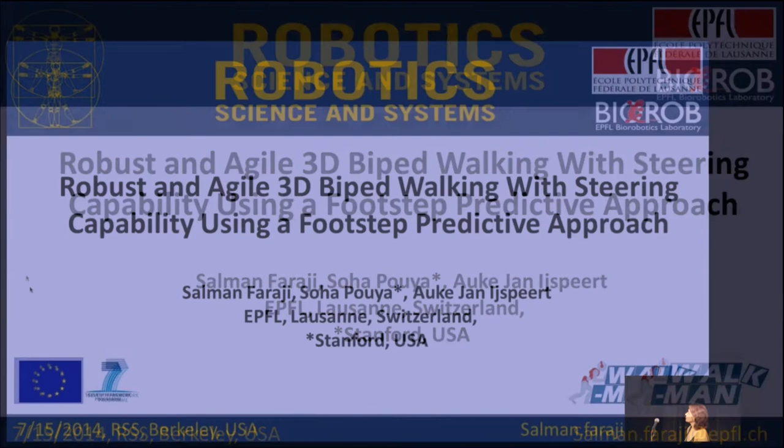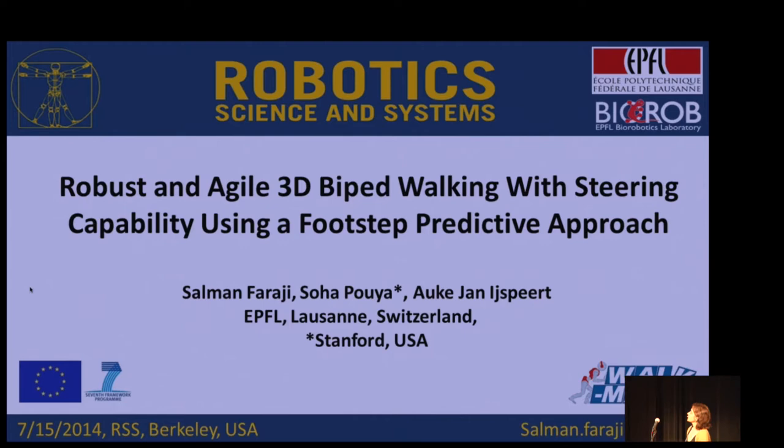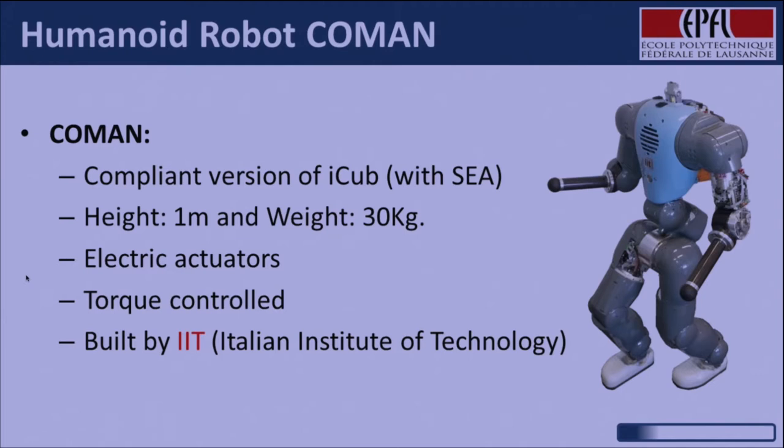Hi, I'm Soha, and I'm going to present our work on a predictive approach to 3D walking control of the humanoid robot Coman. Coman is a compliant version of iCub. It's 1 meter tall, weighs 30 kilograms. It's torque controlled and it uses electric motors. And it's built by IIT.